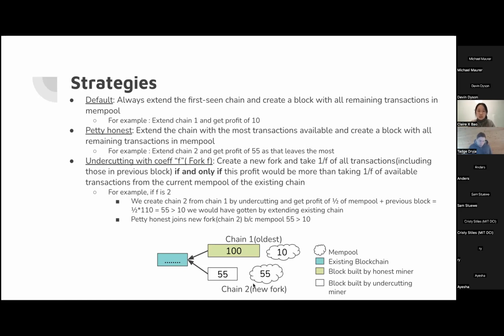So in this example, the petty honest miner, rather than building on chain 1, will instead build on chain 2 and create a block from these 55 that are available.